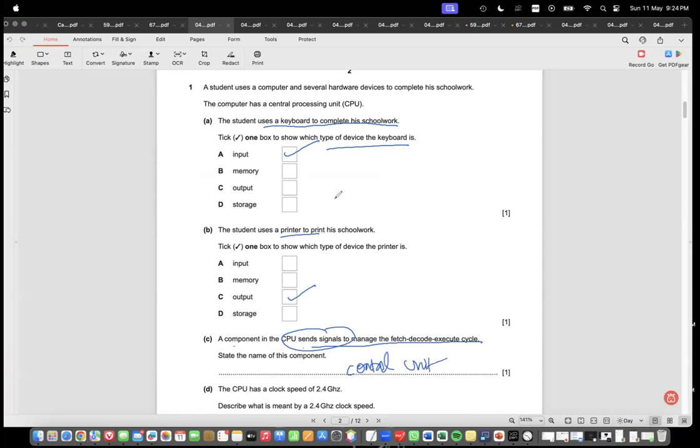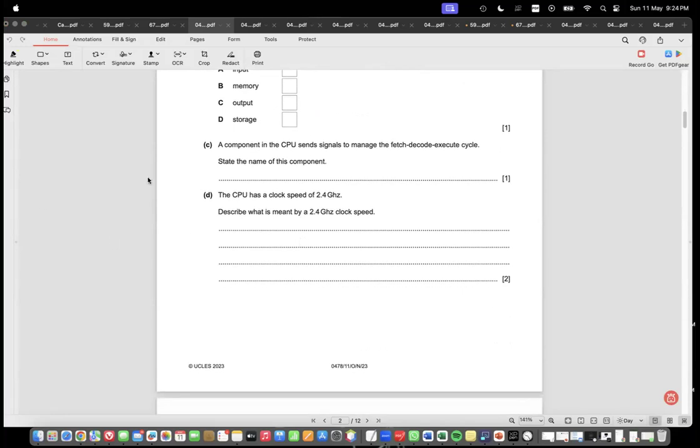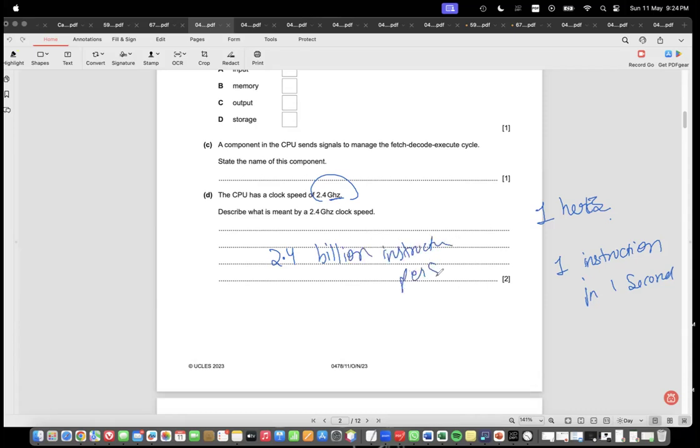Then a CPU has a clock speed of 2.4 gigahertz. If the clock speed is 1 hertz, this means your CPU will execute one instruction in 1 second. But if you are saying 2.4 gigahertz, it means 2.4 billion instructions per second. So the CPU can perform 2.4 billion instructions per second.